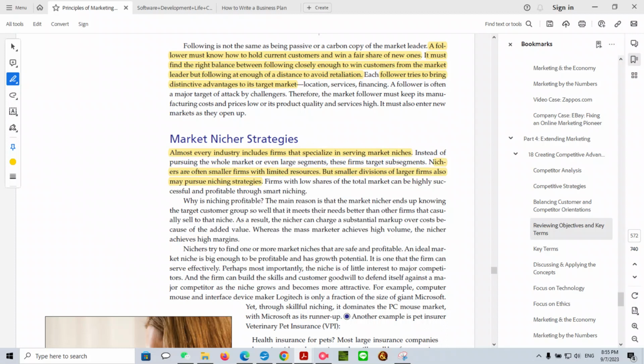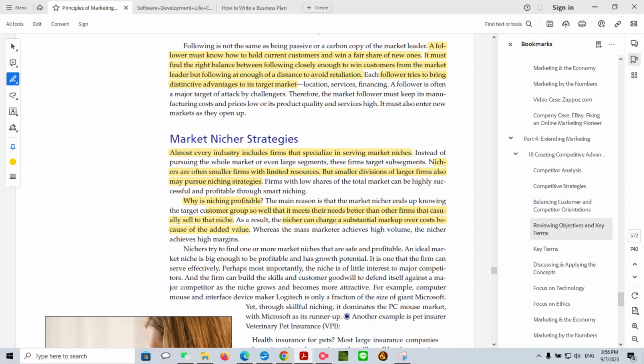through smart niching. And so the question is, why is niching profitable? The main reason is that the market nicher ends up knowing the target market group so well that it meets their needs better than the other firms that casually sell to the niche. As a result, the nicher can charge a substantial markup over cost because of added value, whereas the mass marketer achieves high volume, but the nicher achieves high margins.